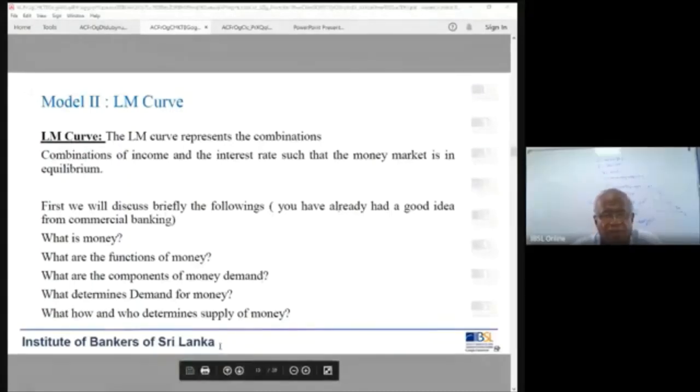Now the LM curve. For the LM curve we are going to discuss the money market. Money is a medium of exchange. Then again, medium of exchange is for what? To buy goods and services. But before money came, in the primitive economy, we had no money, we had the barter economy. Goods for goods, services for services.